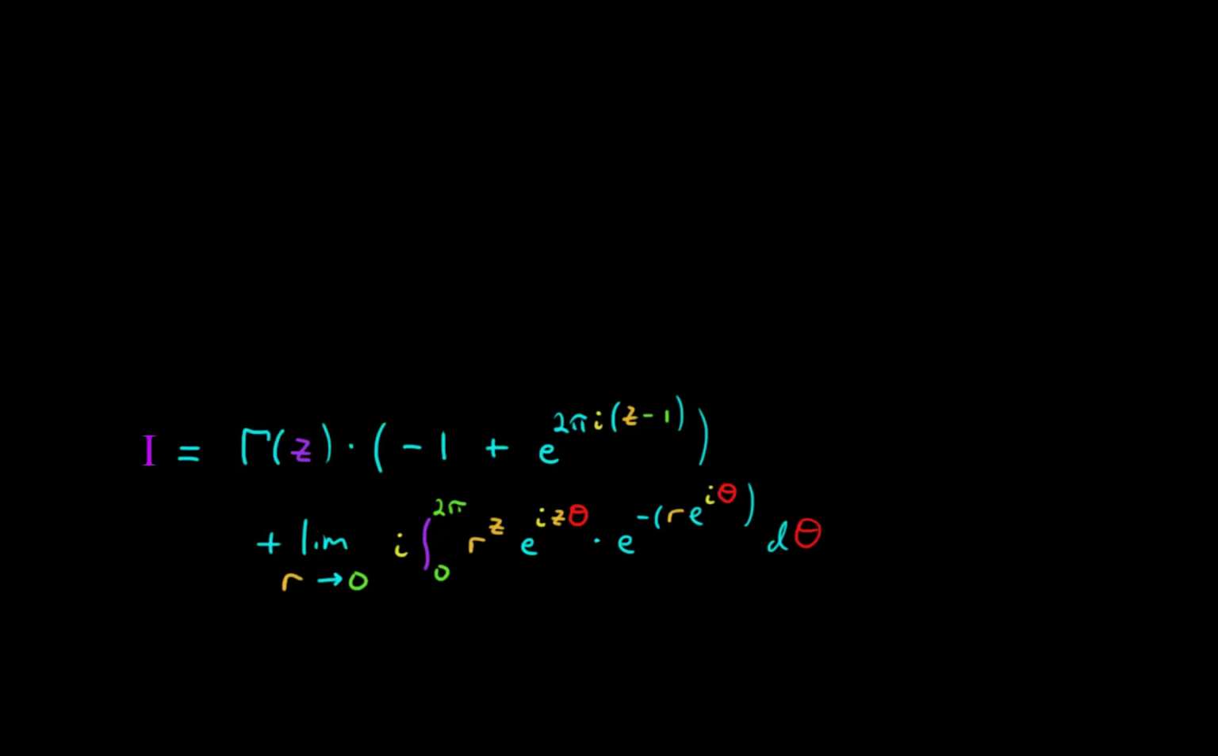So putting it all together, what we've shown here is that the contour integral over the limit Hankel contour, which for brevity I've just written as I on the left-hand side here, equals gamma of z times the quantity negative 1 plus e to the 2 pi i times the quantity z minus 1, close parenthesis, plus the limit as r approaches 0 of I times this integral expression that we've just painstakingly evaluated. And we showed that it goes to 0 provided that the real part of z is positive.